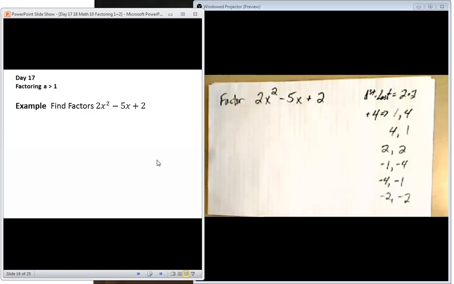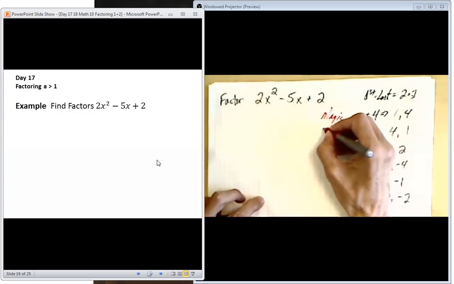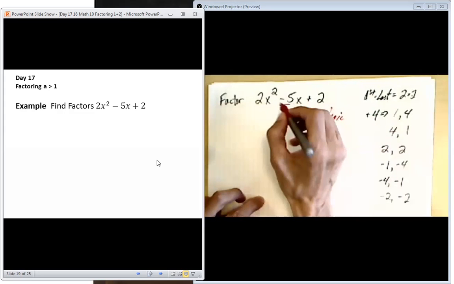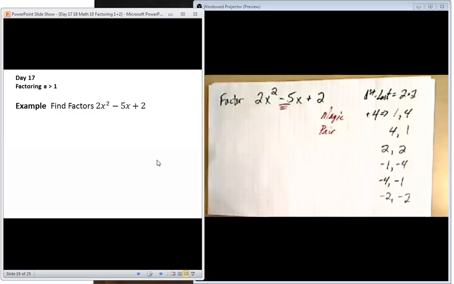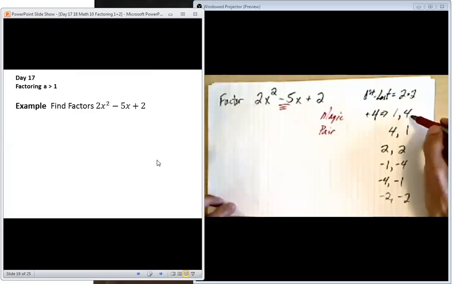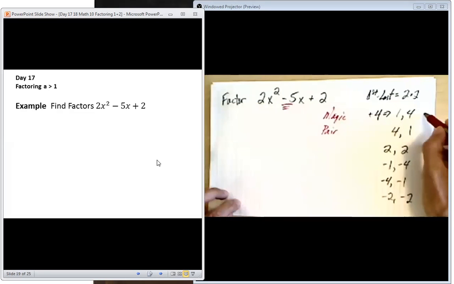If you recall back a couple of slides, what we need is the magic pair, right? And the magic pair, that's the numbers that add up to the middle number there. Adding up. So 1 plus 4, true. But we need a -5, right? So, no, not those ones.